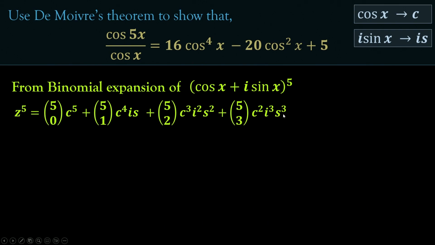So what's the next term? Must be 5 combination 4, cosine x, so power 1, and is power 4, i sine x to the power 4. And lastly, we have 5 combination 5, cosine power 0. This was cosine power 1, so now cosine power 0, and i sine x to the power 5. Okay, so this is the expansion using the binomial method. We have expanded cosine x plus i sine x to the power of 5.